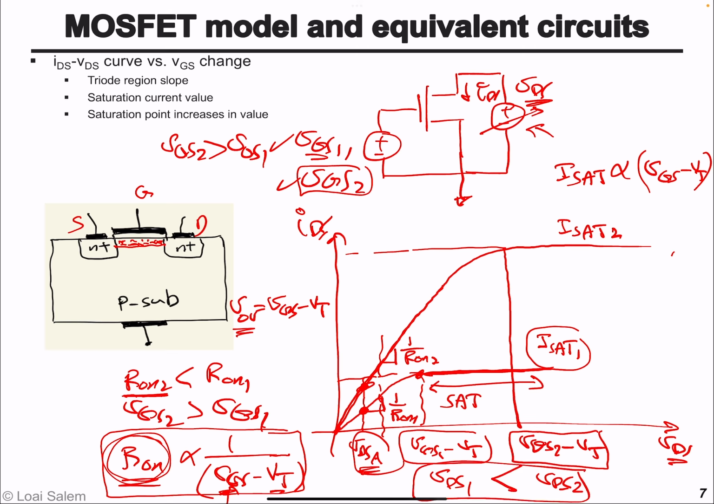Okay, so the third point to conclude is that the saturation point, or essentially the VDS value that causes saturation, VDS sat, increases in value as we increase the gate to source voltage, and that makes sense because VDS sat is equal to the overdrive voltage, VGS minus VT.